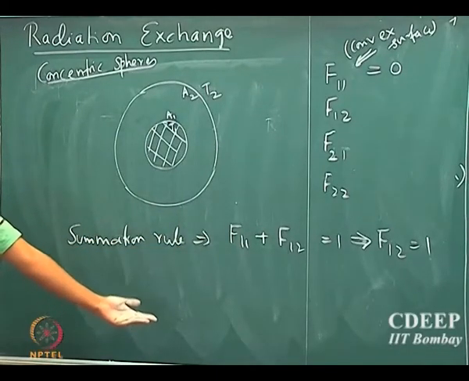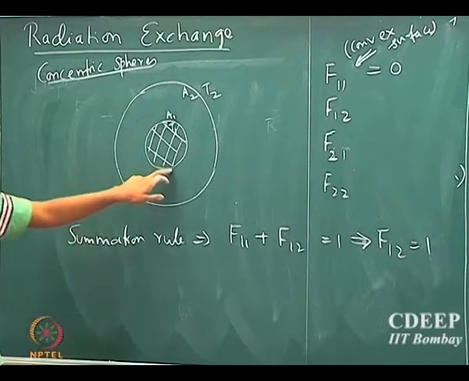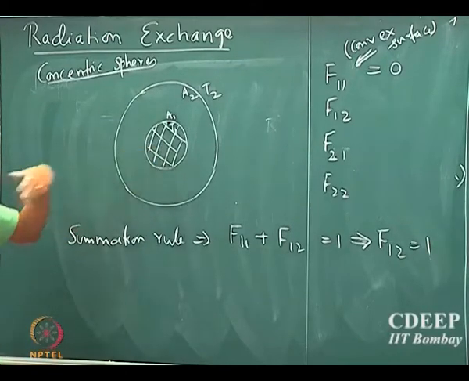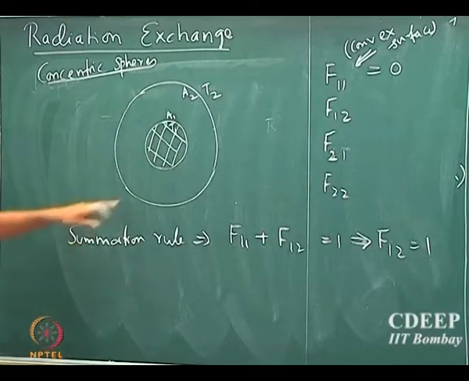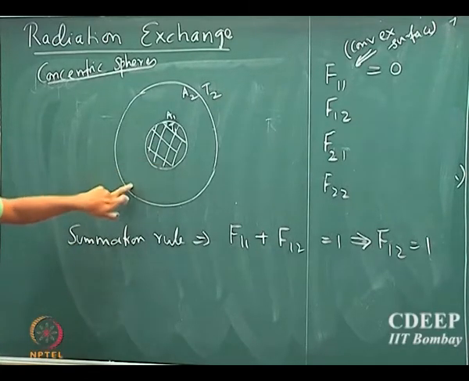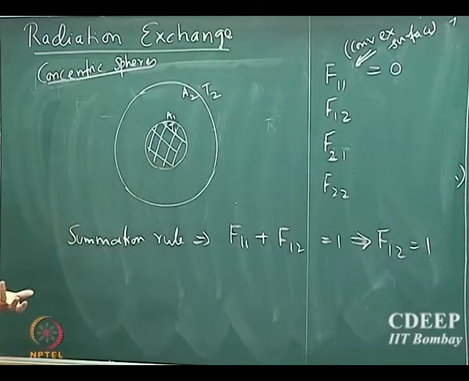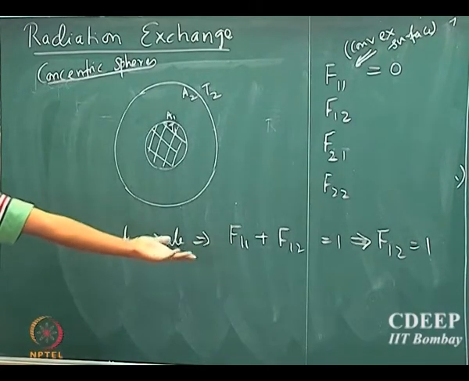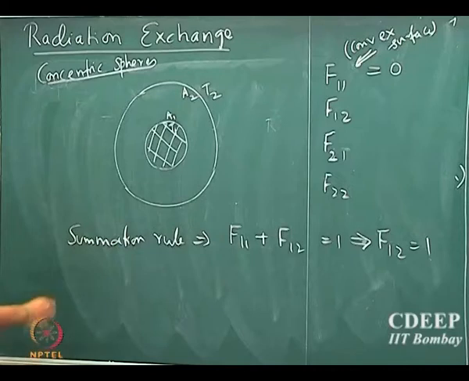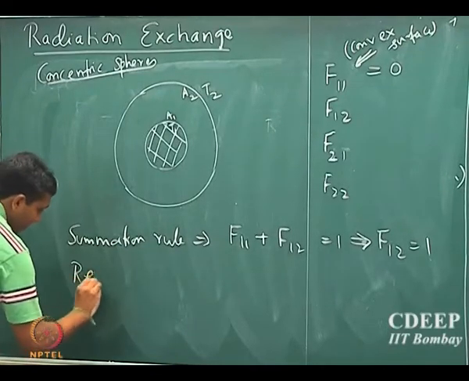In fact one could easily intuit this, right? Because it is a convex surface, you expect that no radiation emitted by surface 1 is going to be received by itself, which means that all the radiation that is emitted has to be received by the second object if it is a closed system. So therefore F12 should be 1, which means all the radiation emitted by surface 1 is actually intercepted by surface 2.